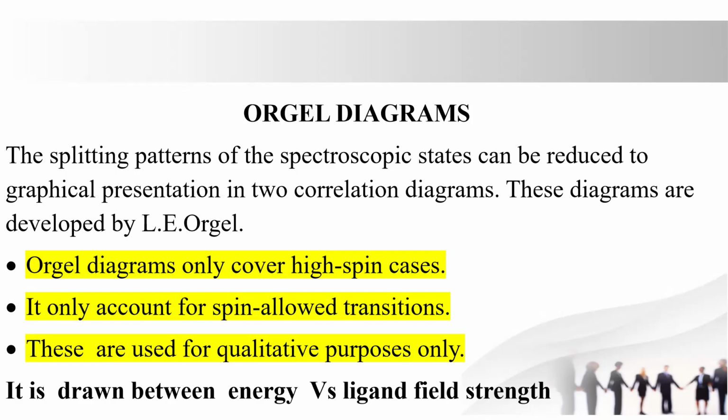Orgel diagrams cover only high spin complexes. They only account for spin allowed transitions. These are used for qualitative purposes only. These are the main themes of Orgel diagrams. So it is drawn between energy versus ligand field strength.